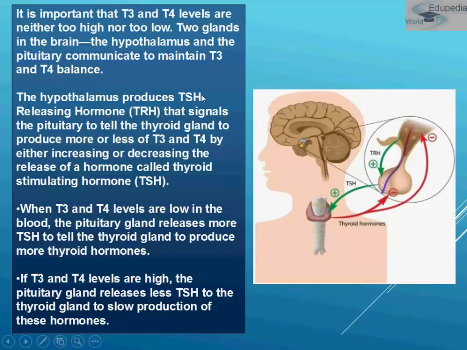What is that? TSH is thyroid stimulating hormone. T for thyroid, S for stimulating, and H is for hormone. So thyroid stimulating hormone is produced by the hypothalamus, that signals the pituitary. That means it is produced by the hypothalamus, but it signals or orders the pituitary gland to tell the thyroid gland to produce more or less of T3 and T4 by either increasing or decreasing the release of the hormone called TSH.